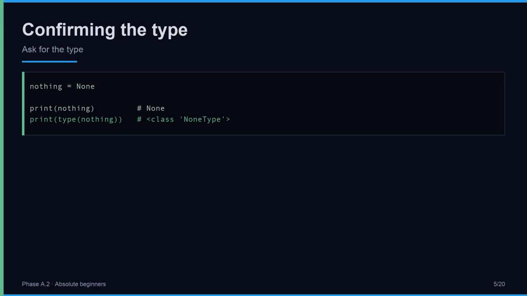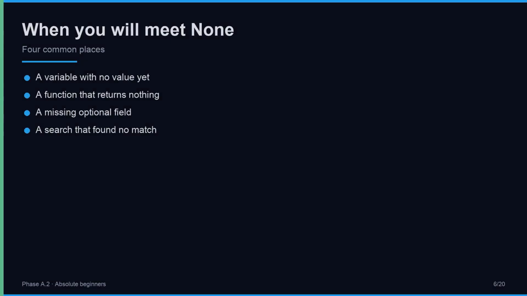Let us confirm the type in code. We set a variable called nothing to None. When we print it, Python shows the word None. When we ask for its type, Python says class NoneType. So None is both a value and the sole member of its type. This is a good way to explore an unfamiliar value. Whenever something prints as None and you want to be sure, ask for its type, and NoneType will confirm that you are indeed looking at nothing rather than a string or a number. Ask for the type.